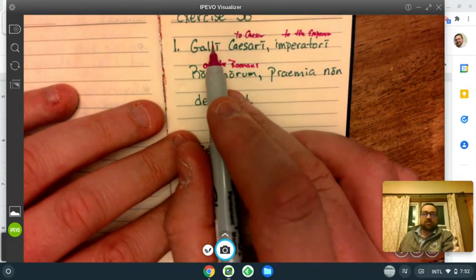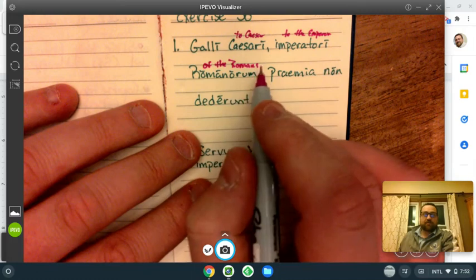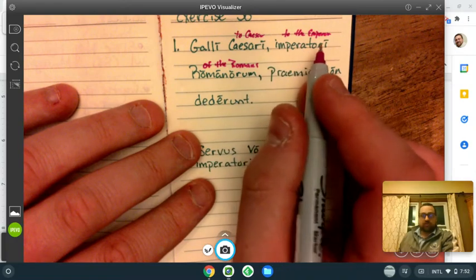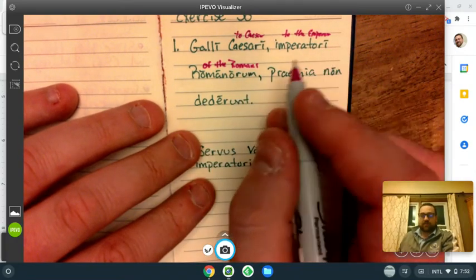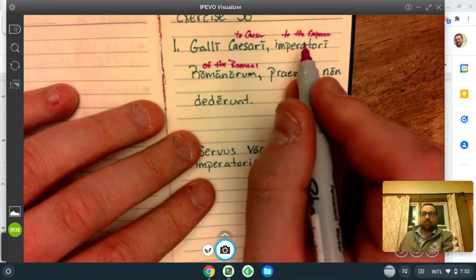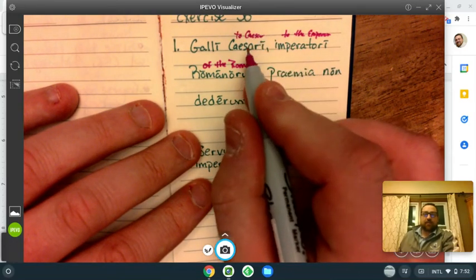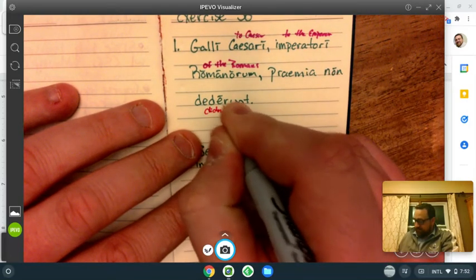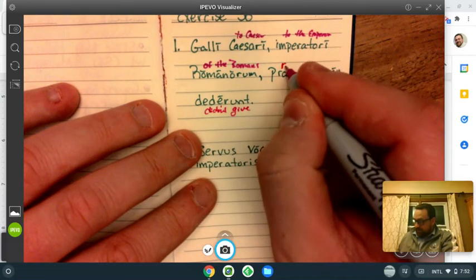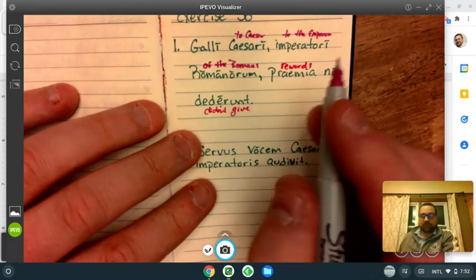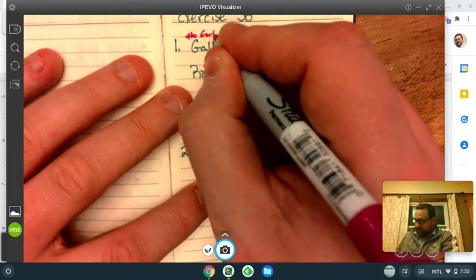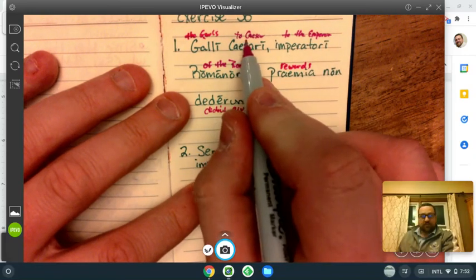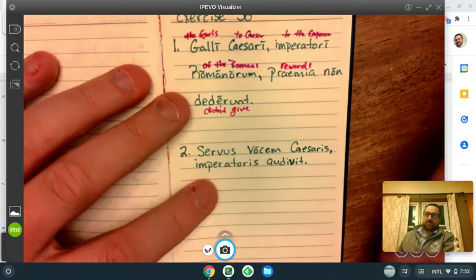Okay, so the Gauls didn't give what thing is in the accusative, praemia, the rewards to Caesar, to the emperor of the Romans. So here is the appositive, emperor of the Romans, just being in opposition to Caesar. So non dederunt means didn't give. And then the rewards. And the Gauls. So the Gauls didn't give the rewards to Caesar, the emperor of the Romans.